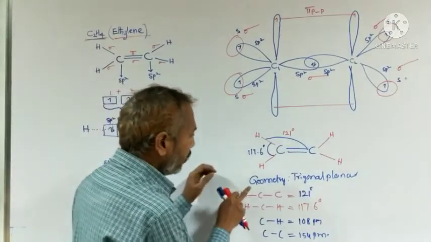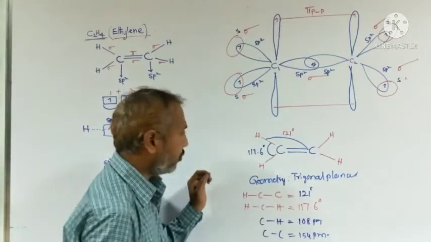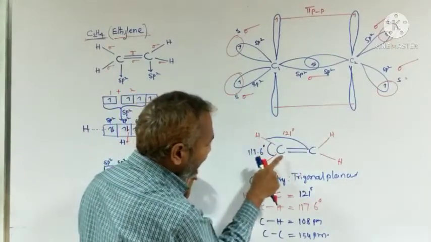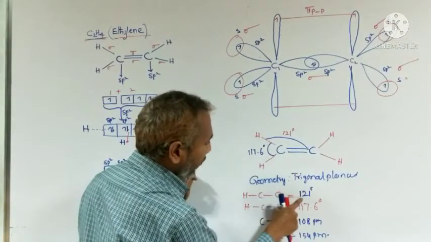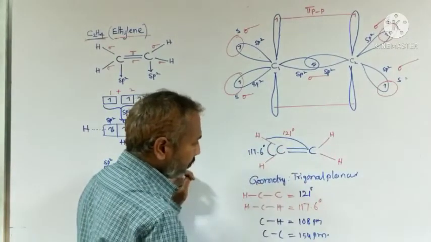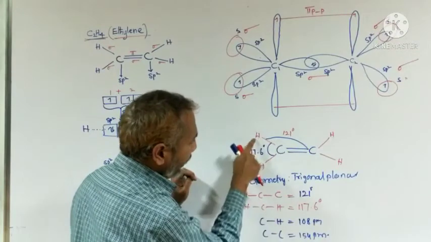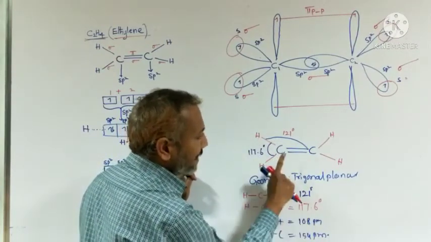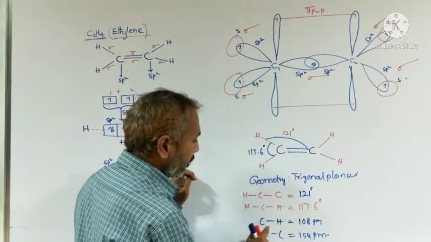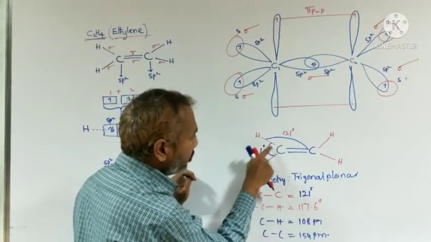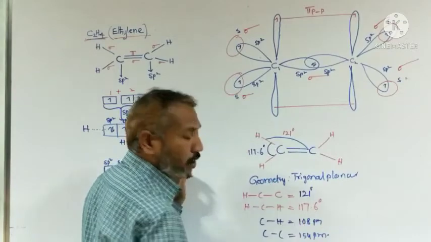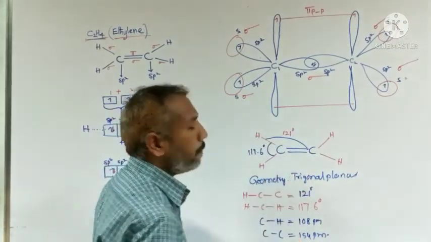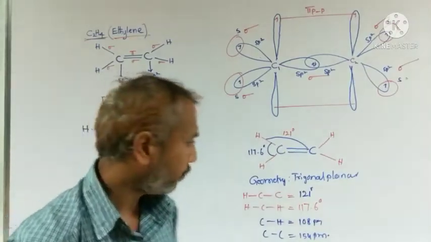So here, what is the geometry? It is trigonal planar. Next, the bond angle. Which bond angle? The HCC bond angle is 121 degrees. Next, the HCH bond angle is 117.6 degrees. Next, the CH bond length is 108 picometers and the CC bond length is 154 picometers.